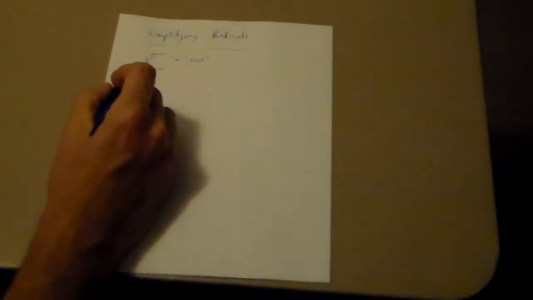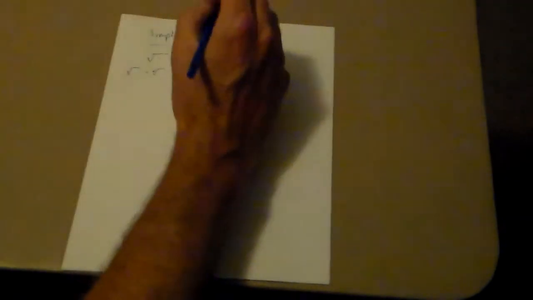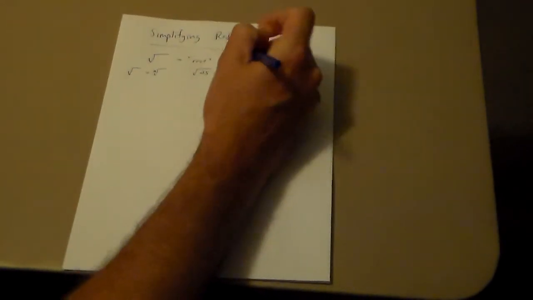But again, when there's no number there, it's just understood to be a square root, so you don't see that very often. And if they said this, they would say root 25, and they would say, what's the positive square root of 25? And the answer to that is 5. That's because 5 is called a perfect square.